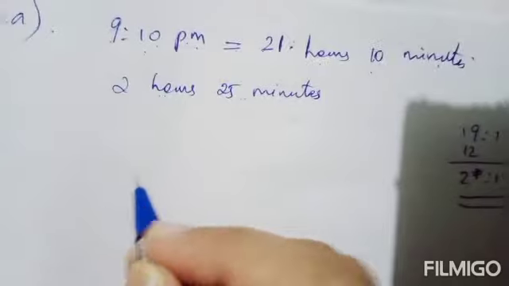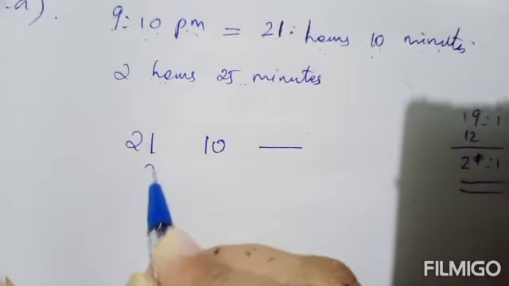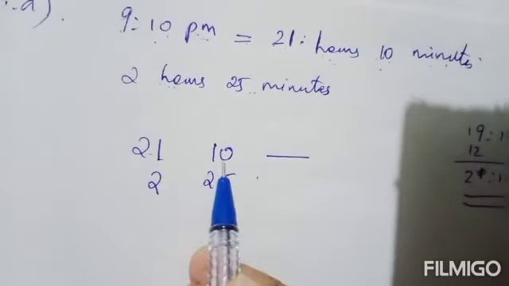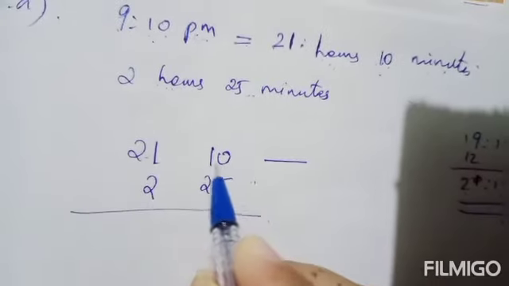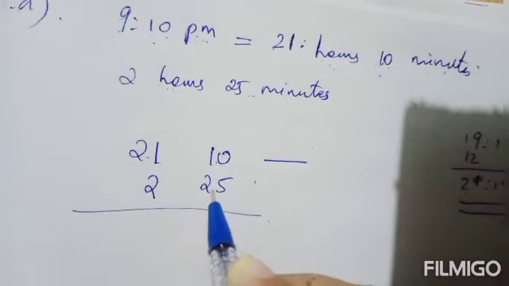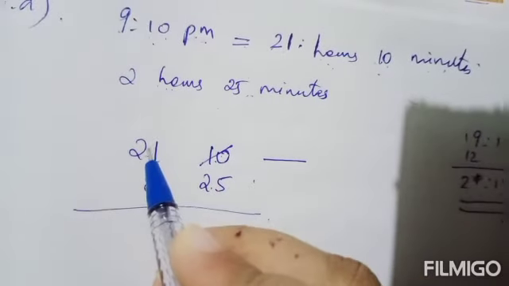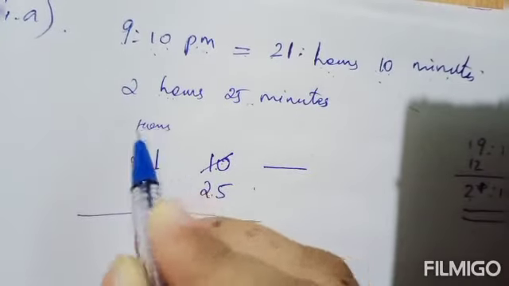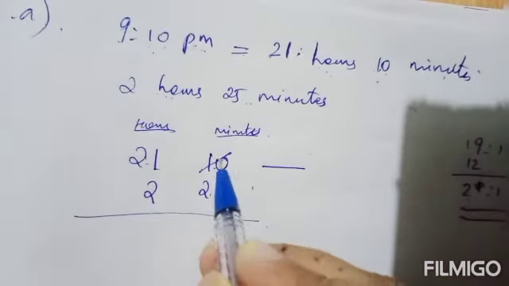Okay, so how can you find? Just subtract 2 hours 25 minutes from 21 hours 10 minutes. Here, 10 is less than 25. The smaller quantity comes above, which means you have to take 1 hour from this side. This is the hours column and this is the minutes column. So 1 hour you can take to this side.